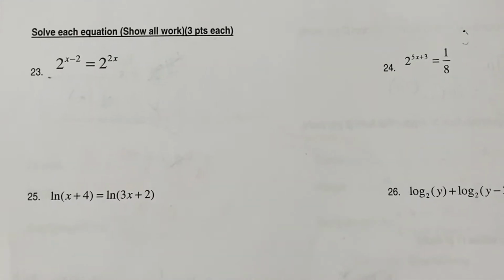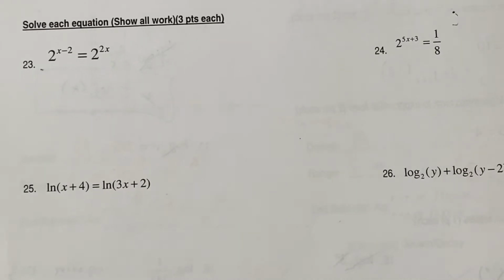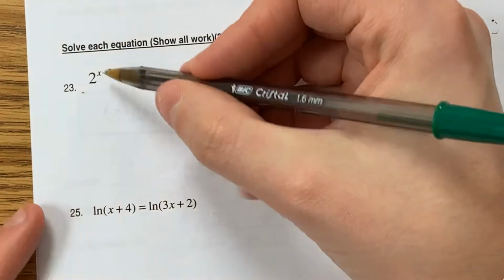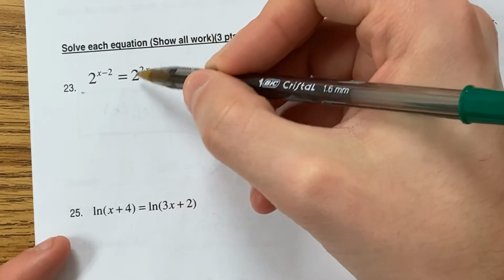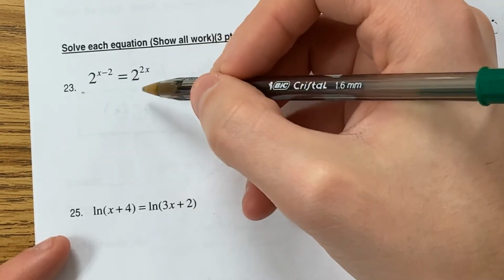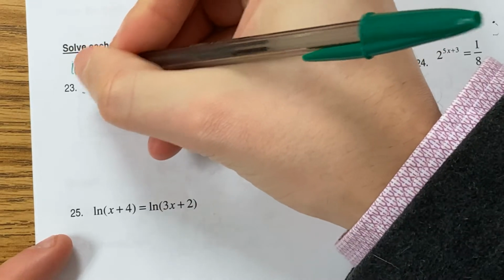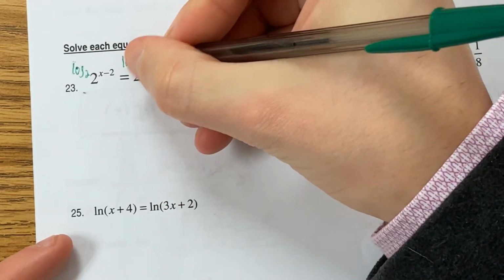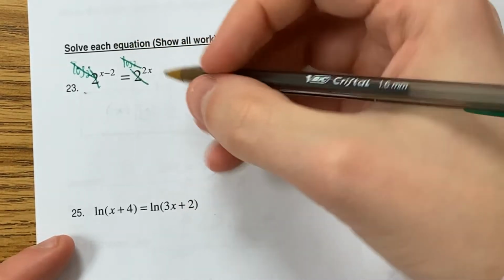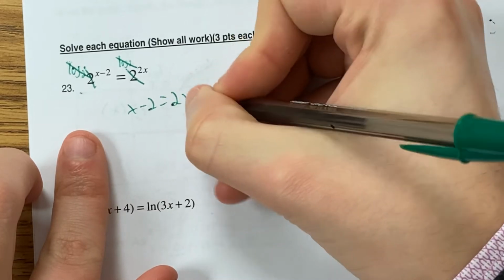Okay, on to the back. In 23, what's the base? Yes, I'm going back to asking that question. What's the base of number 23? Well, over here the base is 2. Over here the base is also 2. Since the bases match, this one goes pretty fast. Since the base is 2, we use a base 2, so log base 2 both sides. And these cancel. And these cancel. And all you have left is x minus 2 equals 2x.